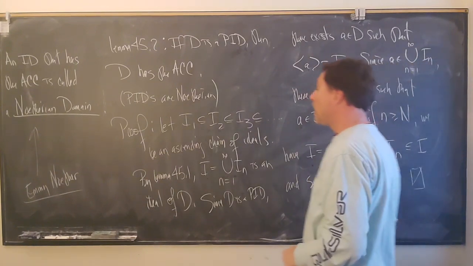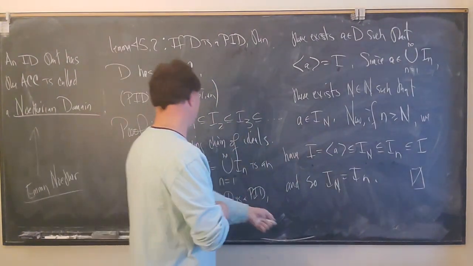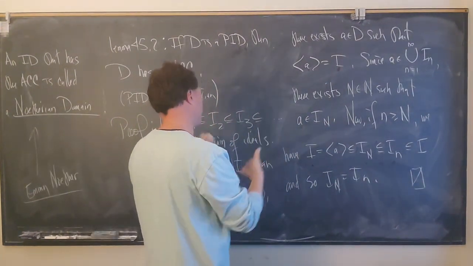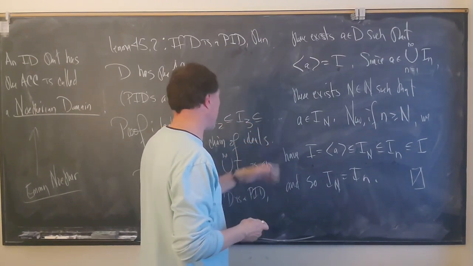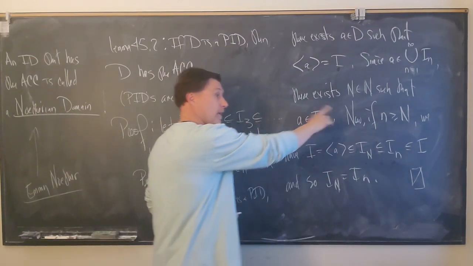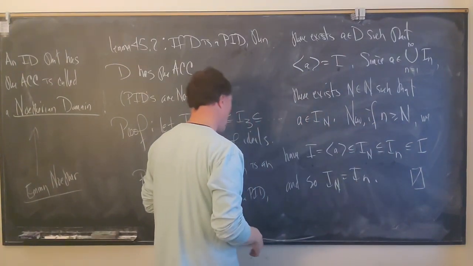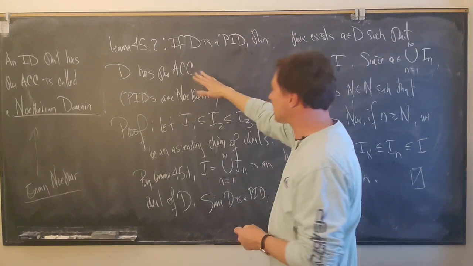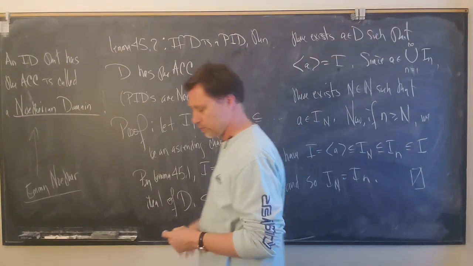Right? And so what we have then is that this chain of ideals has the ascending chain condition, or I should say this better, this ascending chain right here is constant after a while. It goes I sub capital N going on forever, which means that capital D has the ascending chain condition, which means we're done.